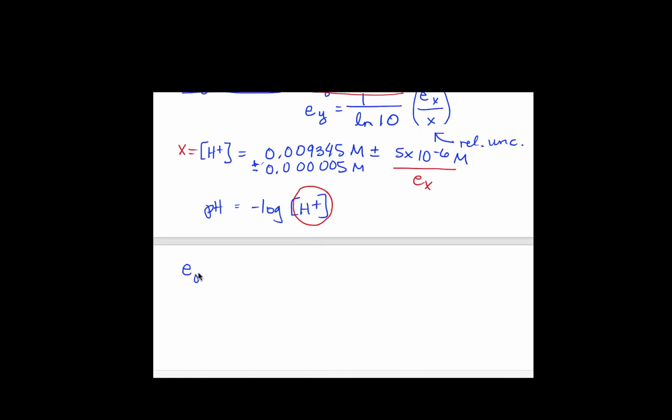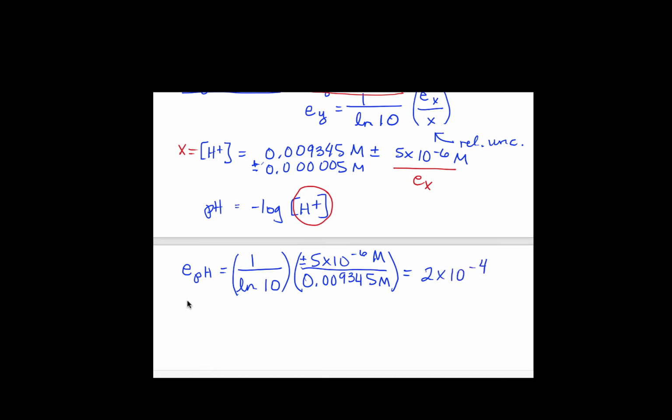So the uncertainty of the pH, that would be y, will be equal to 1 over the natural log of 10, 5 times 10 to the minus 6 molar, our uncertainty, divided by our concentration, 0.009345 molar. So if you calculate that, then we will get 2 times 10 to the minus 4 as the uncertainty in our pH. We also haven't calculated our pH yet, so let's go ahead and do that.